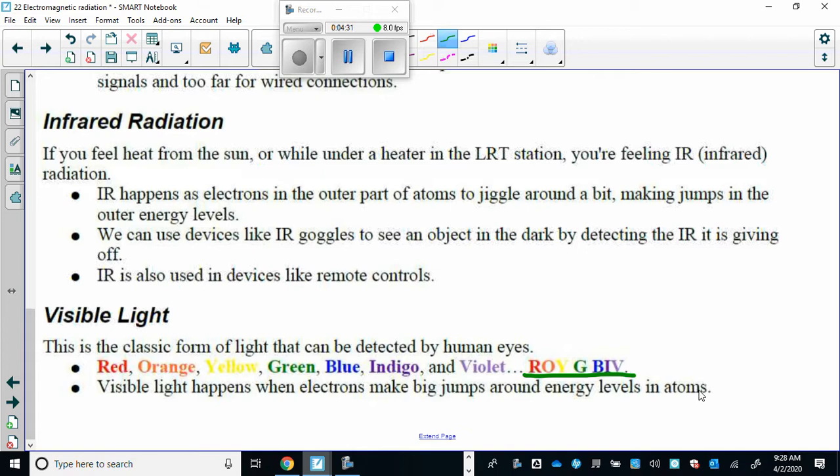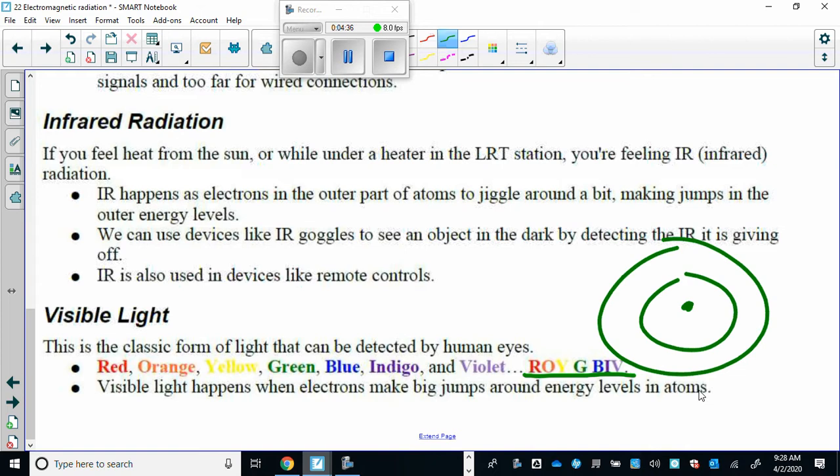So if you've got an atom and you've got all these electrons going around it, and this electron decides to jump from this level to this level, it will give off some electromagnetic radiation. You may be able to see that in the case of visible light, or if it's a higher frequency like ultraviolet, you may not be able to see it, but it's still there, it still exists.